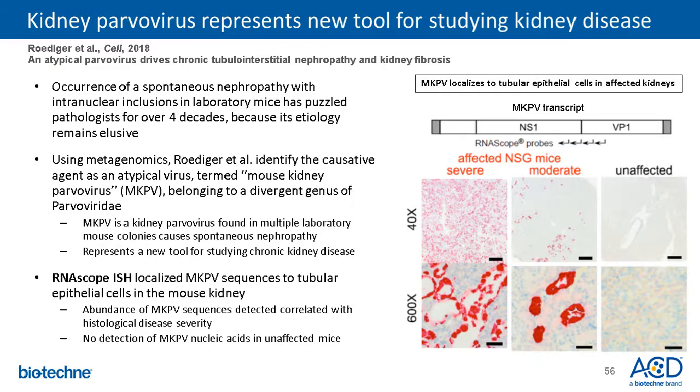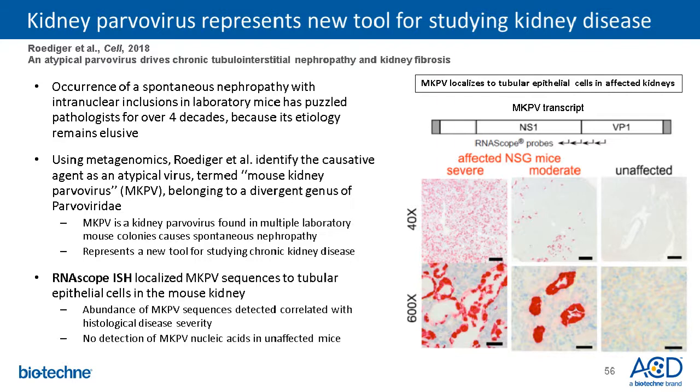The last example I wanted to show for kidney research is this really interesting paper that came out that examined a parvovirus that actually results in kidney disease. The occurrence of a spontaneous nephropathy with intranuclear inclusions in laboratory mice has puzzled pathologists for over four decades because its etiology had remained elusive. Using metagenomics, these authors identified the causative agent as an atypical virus, which they termed mouse kidney parvovirus, or MKPV, which belongs to a divergent genus of Parvovirinae.